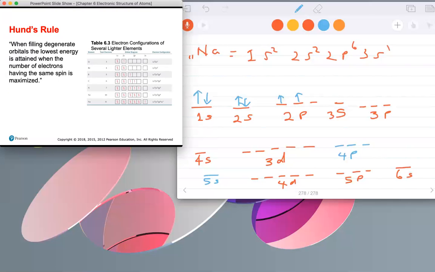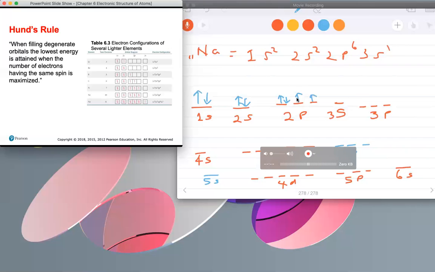Carbon, nitrogen, you see, I do not pair them up until they are singly occupied. You start pairing them up when you get to atomic number 8, oxygen. That is where you will see 2 lone pairs later on. We're going to talk about lone pairs when we get to Lewis structures.